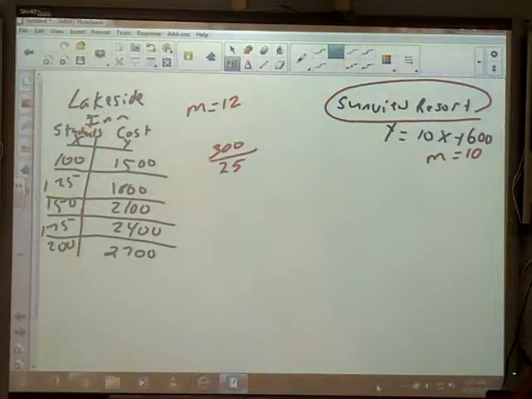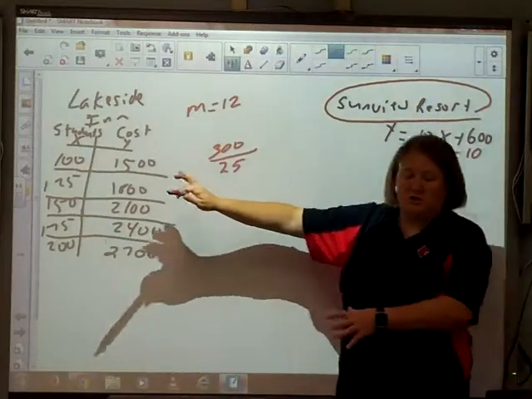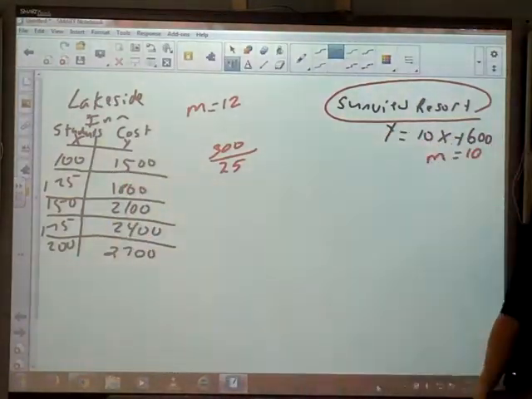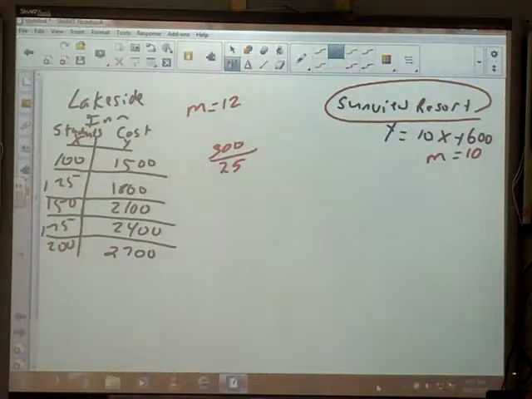Now obviously they're adding a $600 charge on the end, and these are too. There's some charge that's added there as well. We just don't know that yet. So the costs are going to be different. It wants us to find out how many kids would have to come before they're equal. Where does it equal out at?